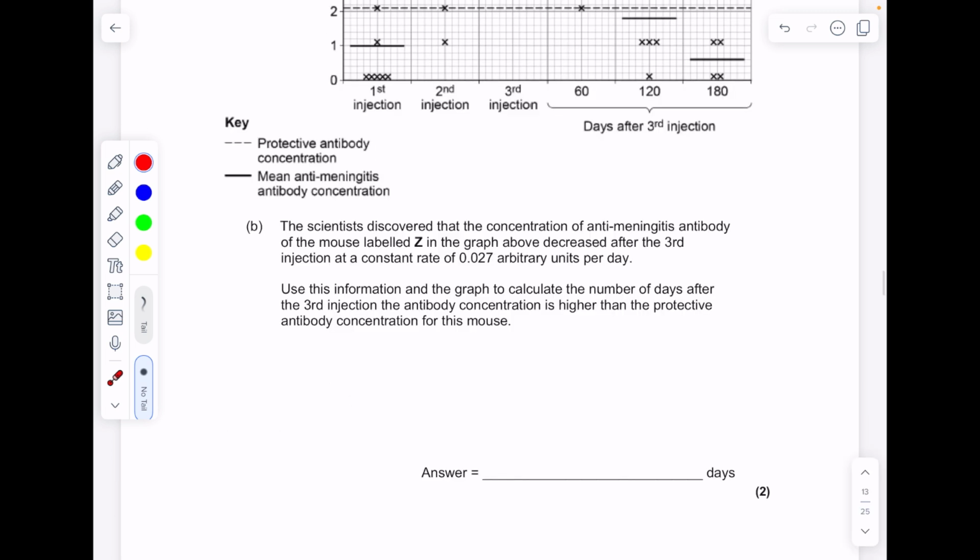The scientists discovered that the concentration of anti-meningitis antibody of the mouse labelled Z in the graph decreased after the 3rd injection at a constant rate of 0.027 arbitrary units per day. Use this information and the graph to calculate the number of days after the 3rd injection that the antibody concentration is higher than the protective antibody concentration for this mouse.